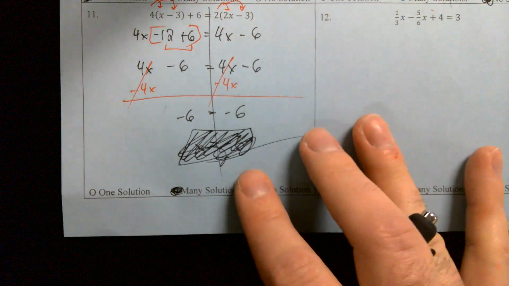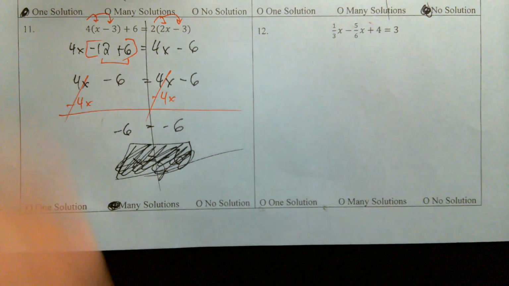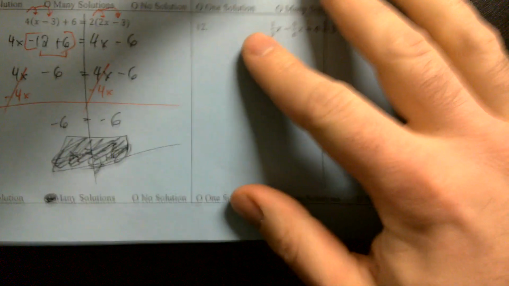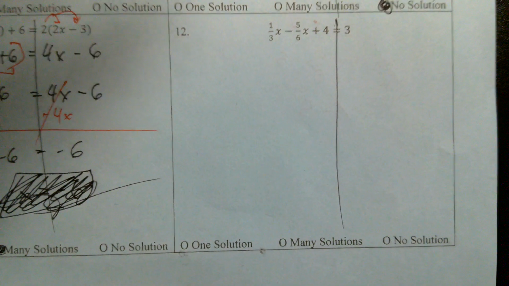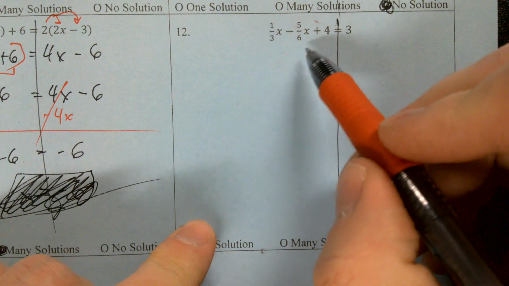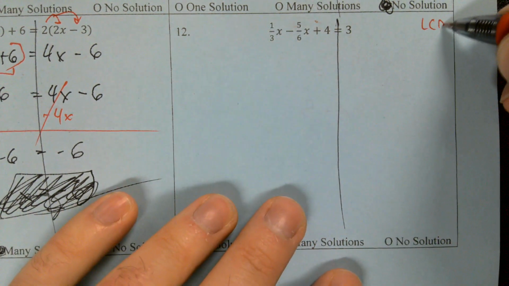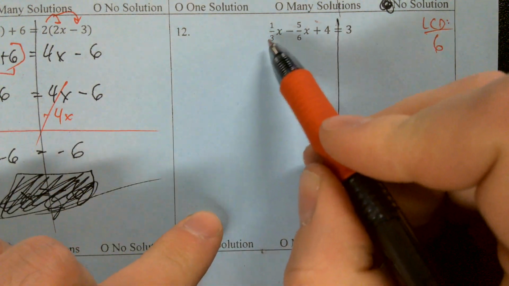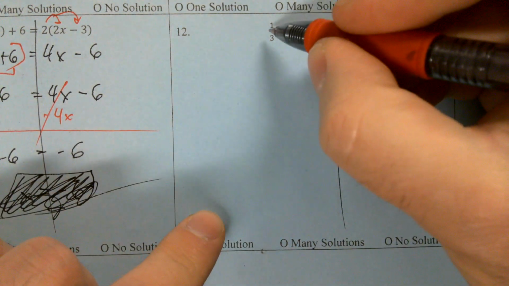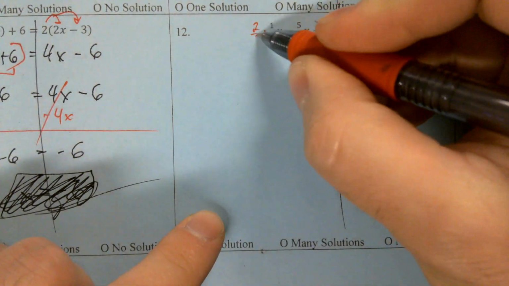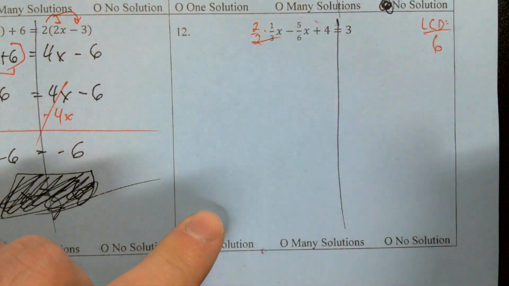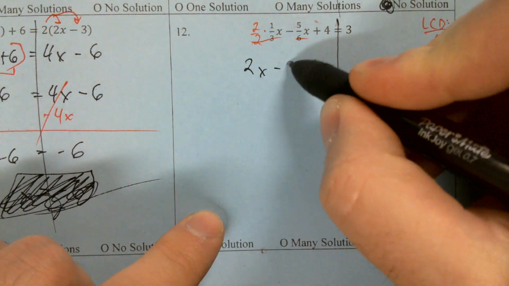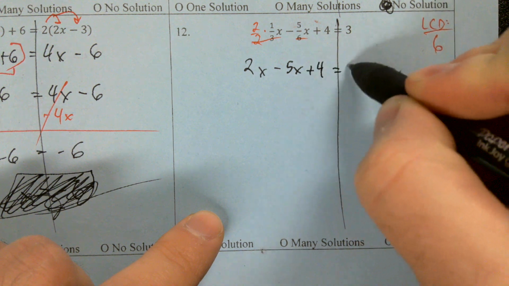Finally, number 12. Step 1 gets skipped. There's nothing to distribute, but there is a fraction to break. I've got 3 and 6. What's my LCD here? 6. I've got a 3 on the bottom. What can I multiply 3 by to give me 6? 2. 2 over 2. Got a 6 on the bottom, 6 on the bottom. I'm left with 2x minus 5x plus 4 equals 3.